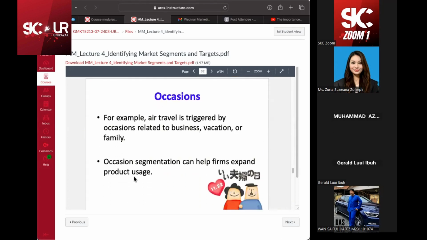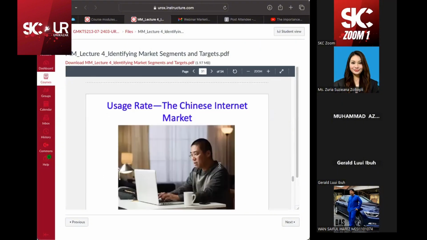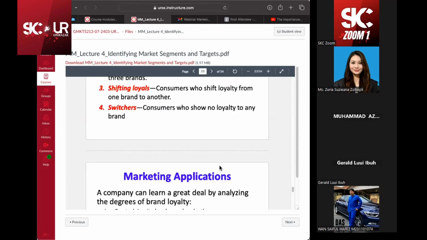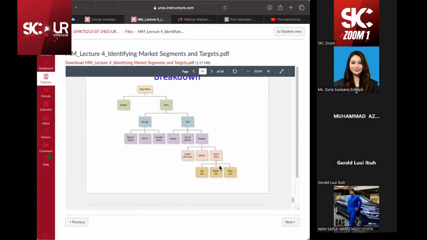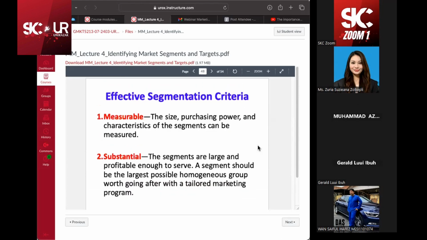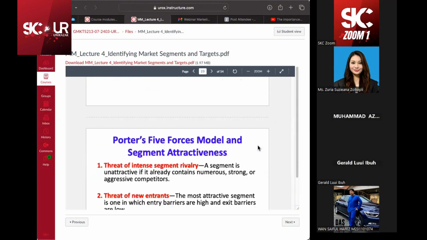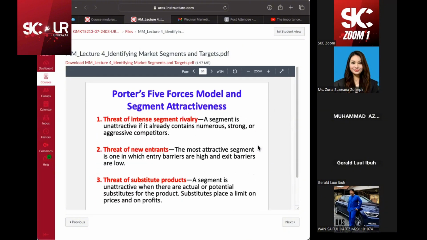Occasion. For example, air travel is triggered by occasion related to business, vacation, or family. Occasion segmentation can help firms expand the product usage. All right, I think that's all for this topic. Okay, let's talk about the five forces model and segment attractiveness.